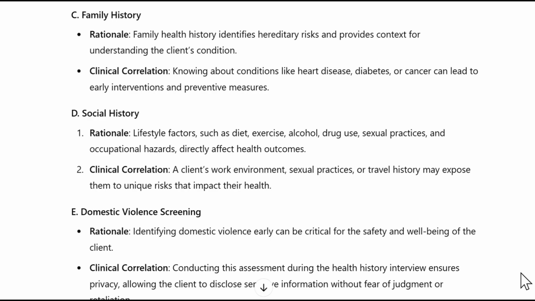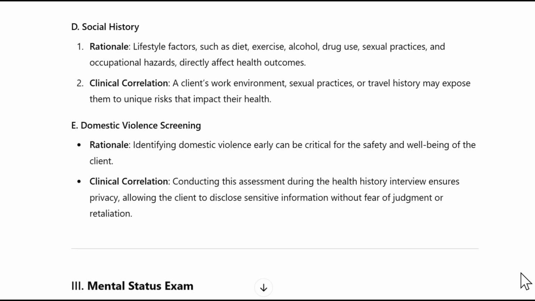D. Social history. 1. Rationale. Lifestyle factors such as diet, exercise, alcohol, drug use, sexual practices, and occupational hazards directly affect health outcomes. 2. Clinical correlation. Sexual practices or travel history may expose them to unique risks that impact their health.